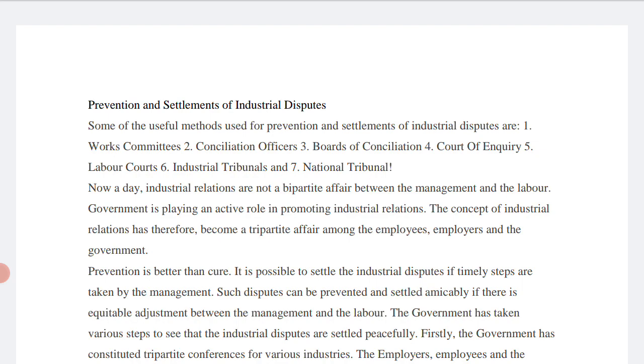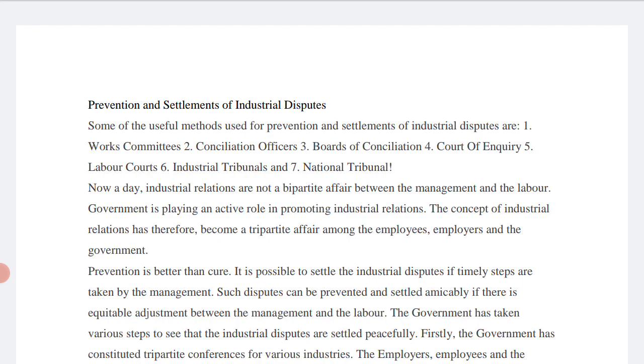And if such industrial disputes are there, then how do we settle them, how do we bring the phase back to normal? From the storming phase to the norming phase. Here we will be discussing those points which will help us prevent and settle industrial disputes. Some of the useful methods used for prevention and settlement are works committee, conciliation officers, board of conciliation, court of inquiry, labor courts, industrial tribunals and national tribunal. Nowadays industrial relations are not a bilateral affair between the management and the labor. Government is playing an active role in promoting industrial relations.